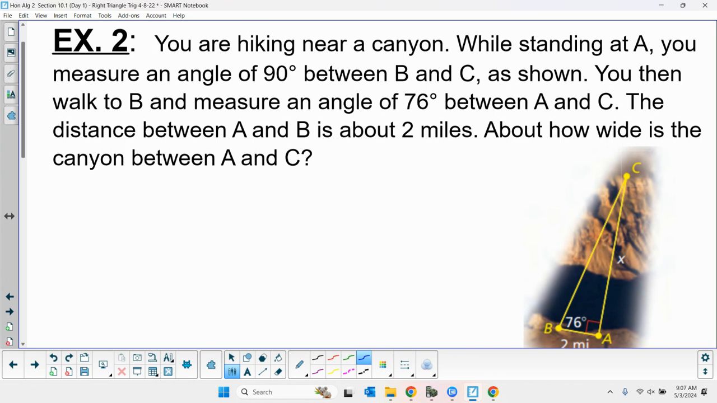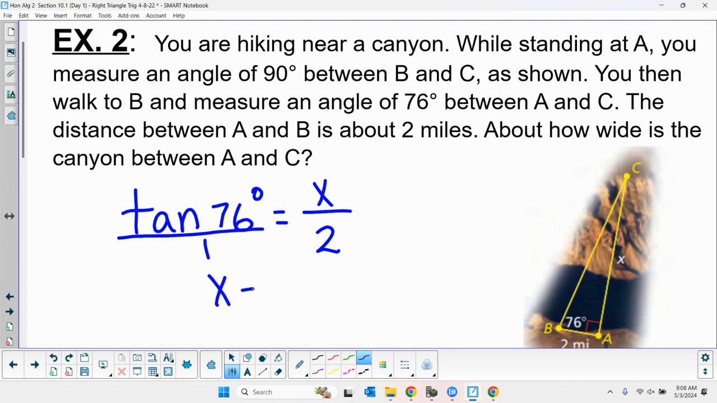They gave us this angle, 76. That's like the theta. What's X? Opposite, adjacent, or hypotenuse? Opposite. What's the 2? Adjacent. Which one has opposite and adjacent? TOA, tangent, right? So we're just going to use tangent, just like we did the last one. Tangent of 76 degrees equals X over 2. We're going to cross multiply: 1 times X, and tangent of 76 times 2.